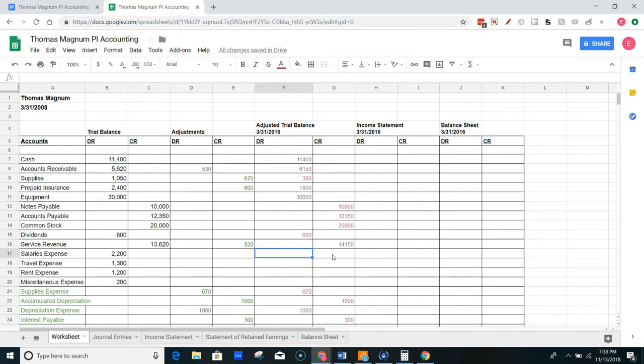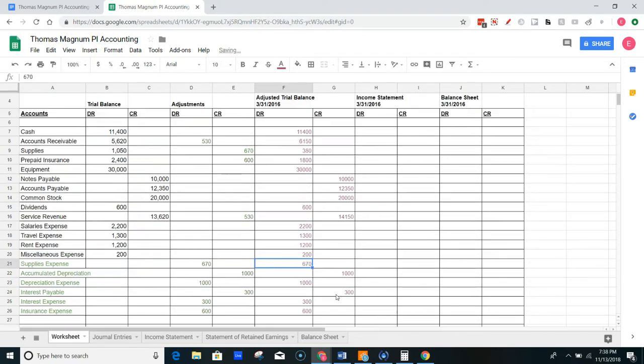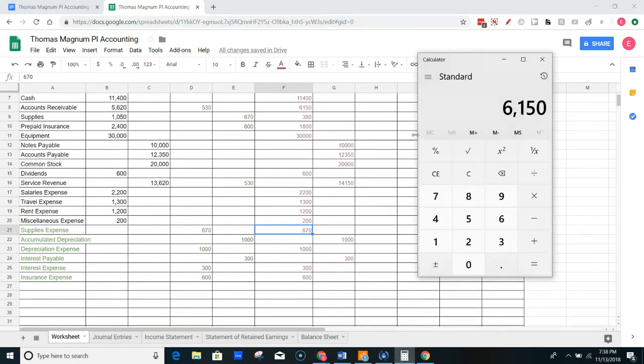Down here, I've got my expenses of 2,200, 1,300, 1,200, 200, and then I know the rest of these have already been done for me because I did them along the way. I still think that's the easiest way to do it, but you choose how to do it for yourself. All right, now I need to add these up and hope that they balance.